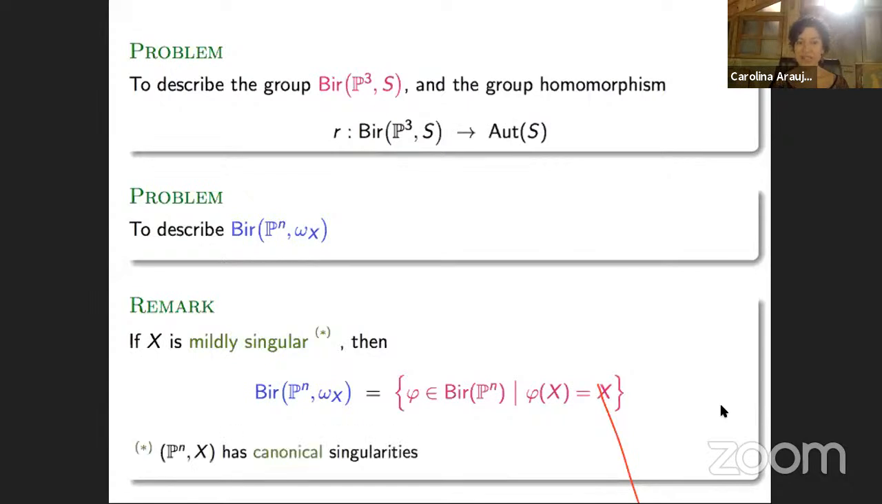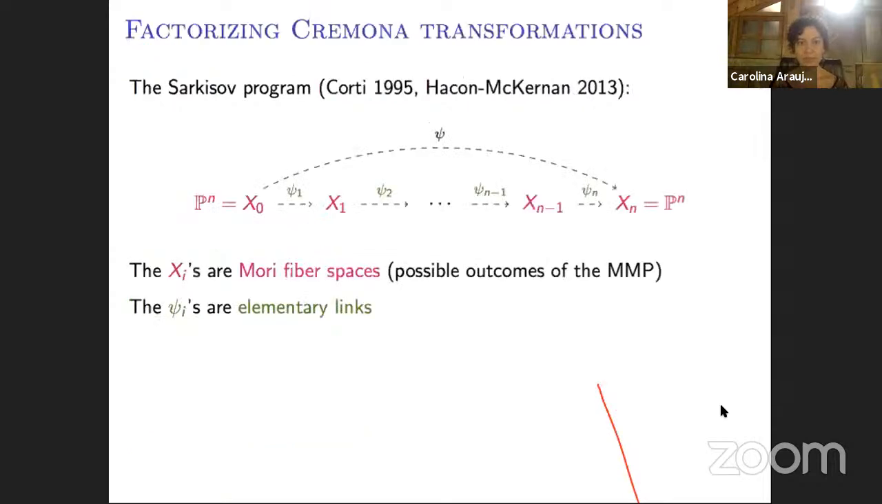This is when the hypersurface is mildly singular. For those that know a little bit more of birational geometry and the minimal model program, the precise notion is that the pair has canonical singularities. Then preserving the form is the same thing as preserving the hypersurface.